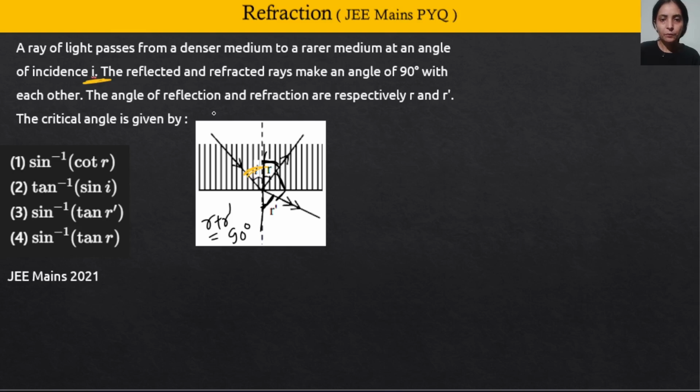Okay. The angle of reflection, because it is said that reflected and refracted rays make an angle of 90. The angle of reflection is R and the angle of refraction is R dash. So we have to calculate the critical angle. So what will the critical angle be? From here, if you write the relation, I will be equal to R. I is given, R is given, so I is equal to R, and R plus R dash is equal to how much? 90.